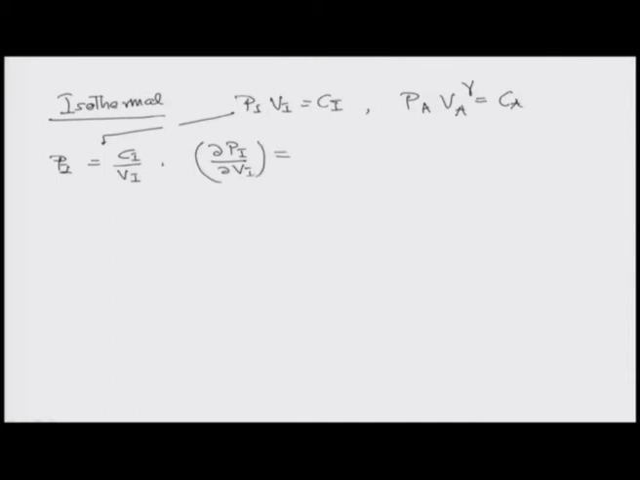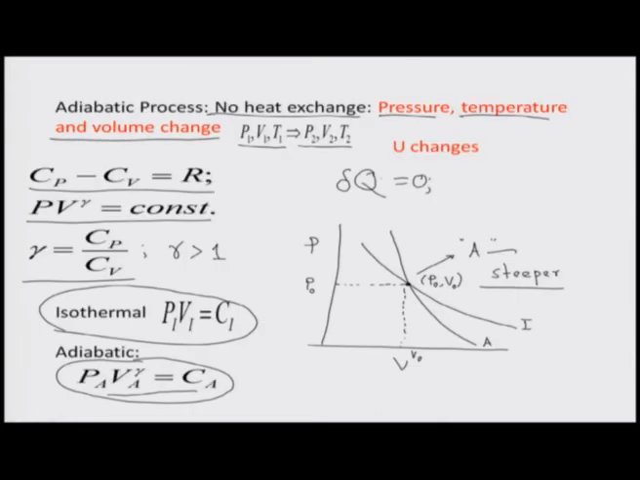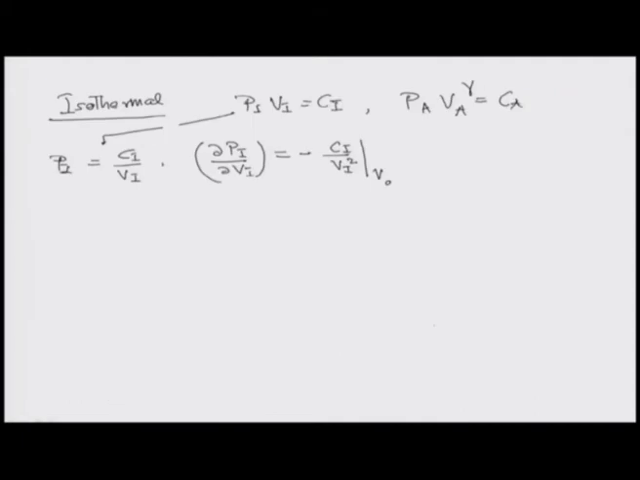which is nothing but minus Ci by Vi square, but at the point V naught. What is V naught? Let us go to the previous slide, this point of intersection. I am calculating the slope here. So, this quantity, now thanks to this equation, I can write Ci as Pi Vi, so minus Pi Vi by Vi square at the point V naught. I got rid of the constant Ci completely, and I can find out the expression.